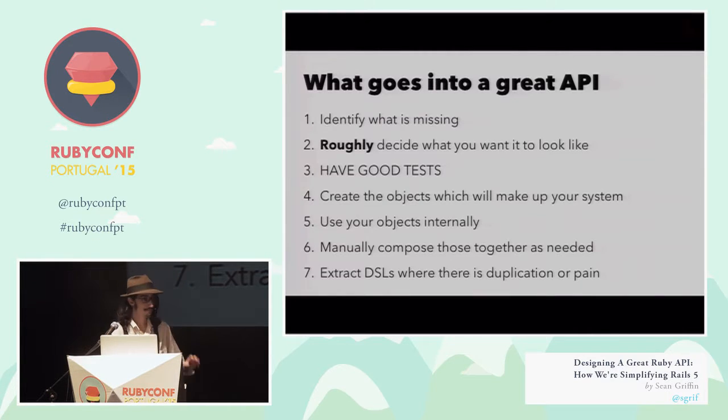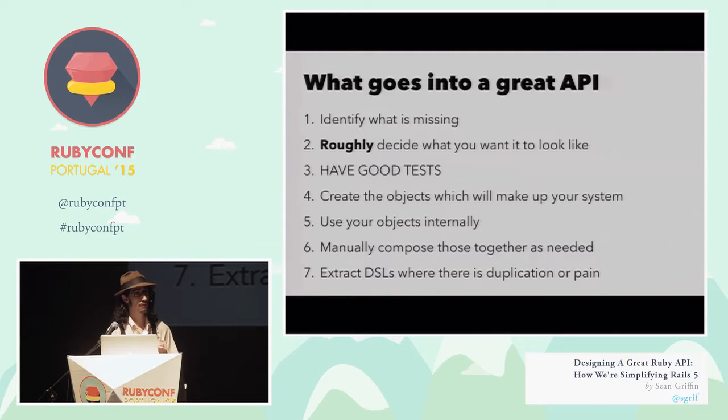So there's roughly 6 steps. It's not necessarily a process that can really be like, here's exactly how you go about it. But the first step is, of course, to identify what problem you need to solve. Roughly, and the keyword here being roughly, figure out what you want it to look like. You don't want to overspecify too early, but you do want to have an idea of what you're shooting for. You need to have good test coverage, because you'll presumably be doing a lot of refactoring.